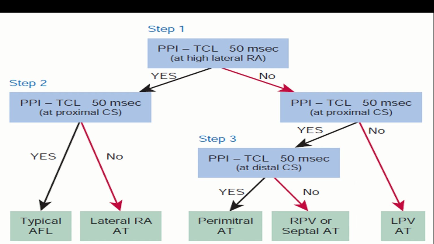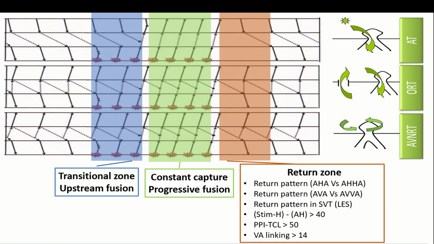And this is the gold standard algorithm to diagnose the flutter: assess the post-pacing interval when we do atrial overdrive pacing and entrainment. If we do successful entrainment in flutter and the post-pacing interval is less than 50 milliseconds, it's a typical atrial flutter. We are dealing with cavo-tricuspid isthmus flutter.